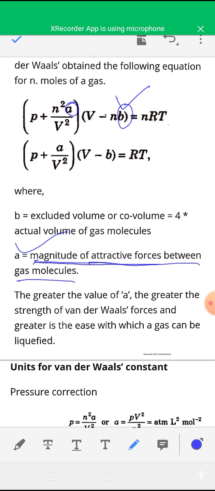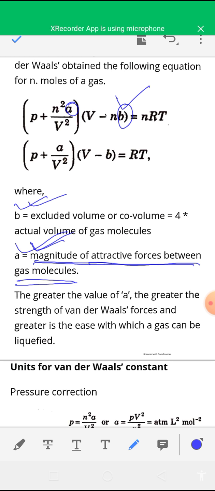You know that gas molecules have some force of attraction, and the measure of that force of attraction is van der Waals constant a. And b is the excluded volume or co-volume, which is 4 times the actual volume of gas molecules. So b is related to the size of molecules. The higher the value of b, the higher the size of the gas molecule, and a small value of b means a small size of gas molecules.